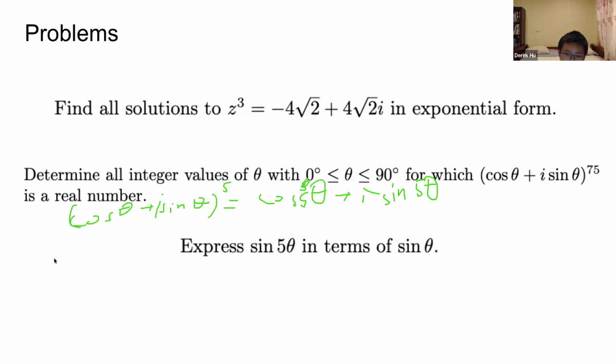So that means that i sine 5 theta is equal to (cosine theta plus i sine theta) to the 5th minus cosine 5 theta. Alright, so now we just need to express all of this in terms of sine theta.